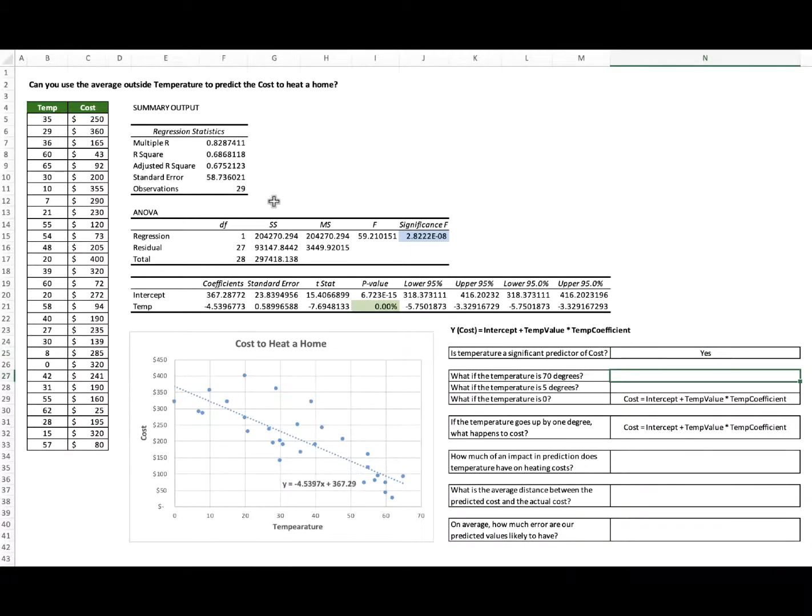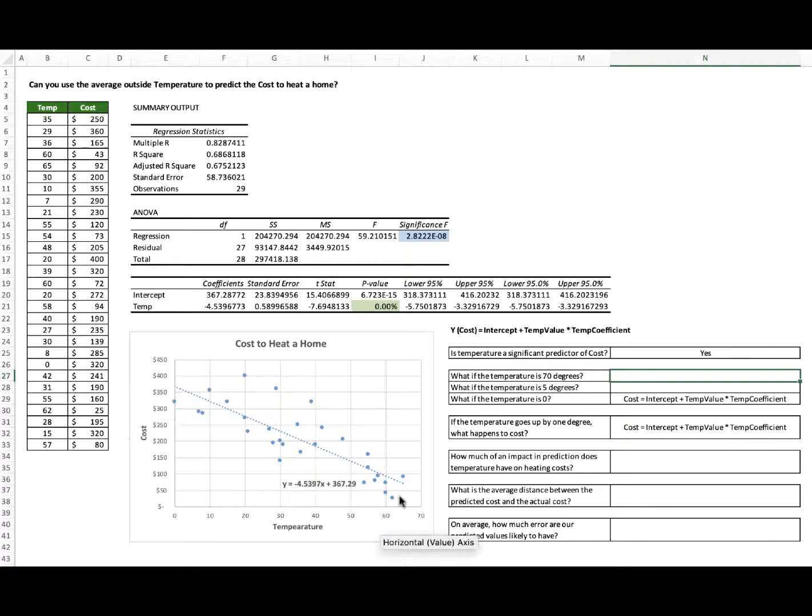Now, the whole point of doing this is saying, okay, I have these temperatures and I have these costs. I have all this information from the past. How do I use that to predict something in the future? So what if the temperature is 70 degrees? This is the whole point of doing regression. I want to be able to predict a number.